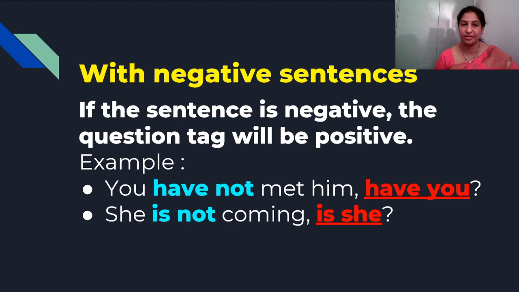With negative sentences: if the sentence is negative, the question tag will be positive. For example, you have not met him, have you? She is not coming, is she?